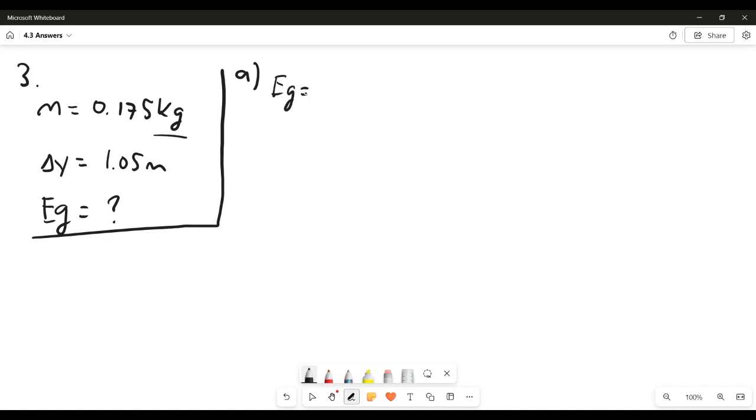And in order to do so, we know this equation right here, and we're just going to plug everything in. All right, and once we do that, we get 1.8 joules.